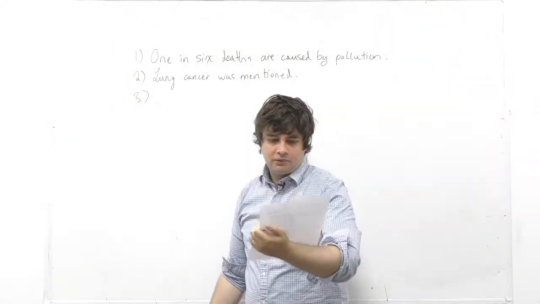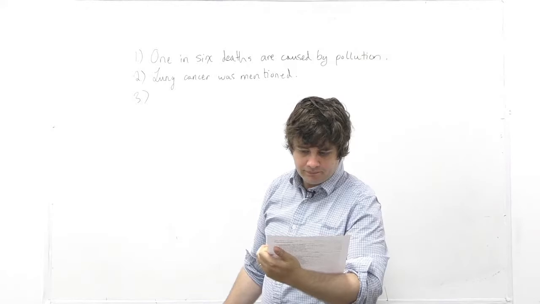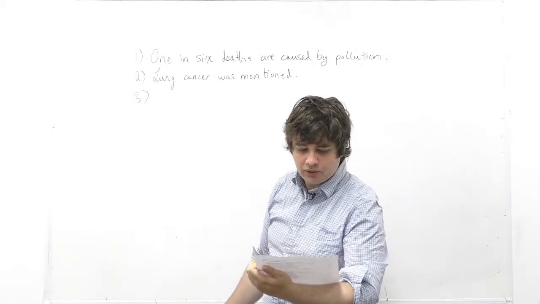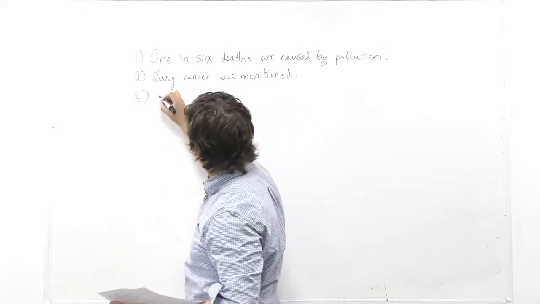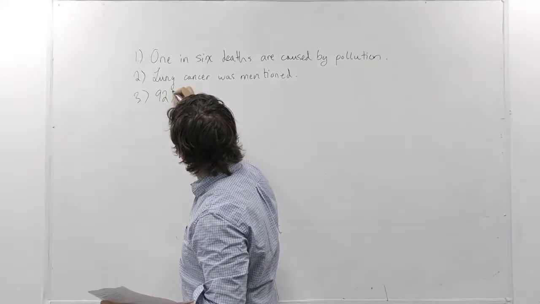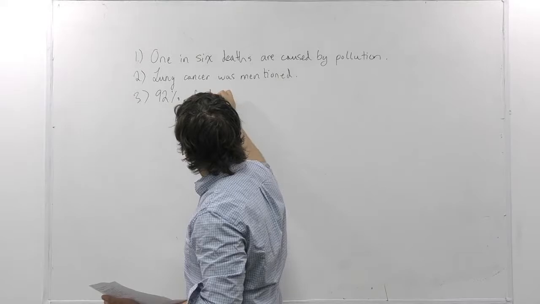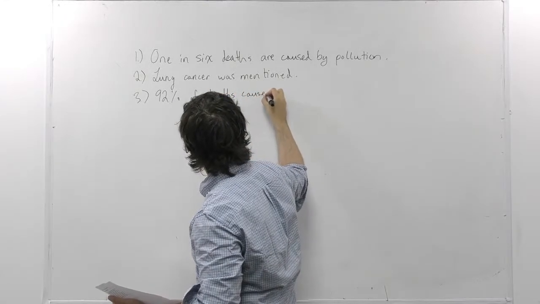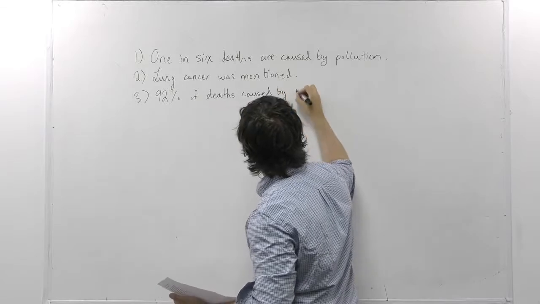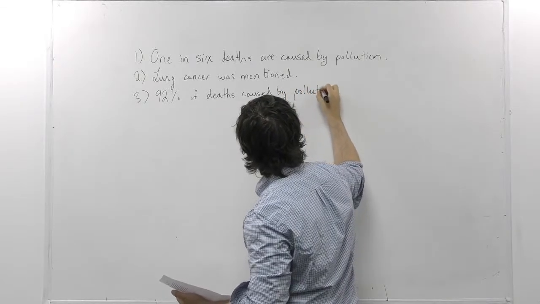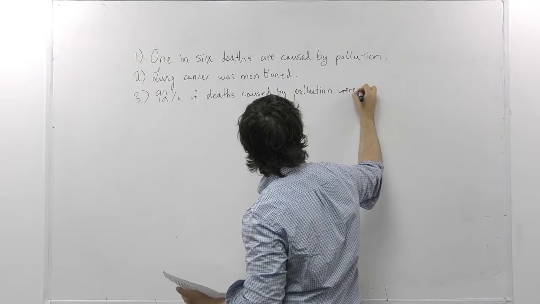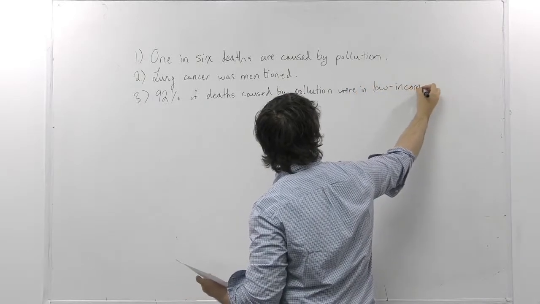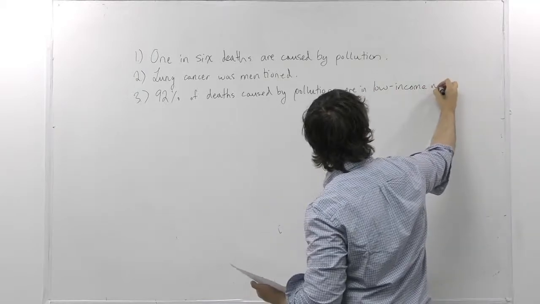I don't know if it said the percentage, but let's take a look here. Okay. Yeah, about 92% of these deaths were in low-income nations. So 92% of deaths caused by pollution were in low-income nations.